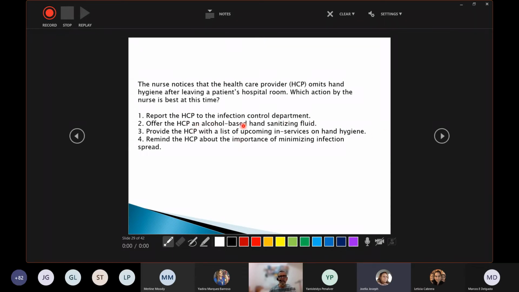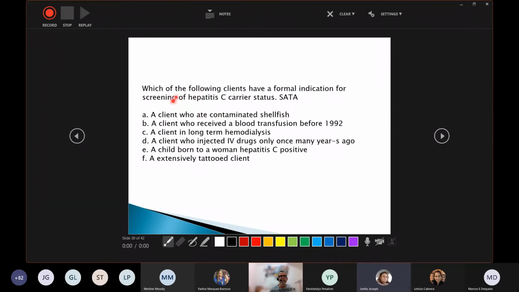In which disease cannot alcohol-based hand sanitizer be used? That is in C. difficile. C. diff, Clostridium difficile. C. diff, no hand sanitizer, no alcohol.